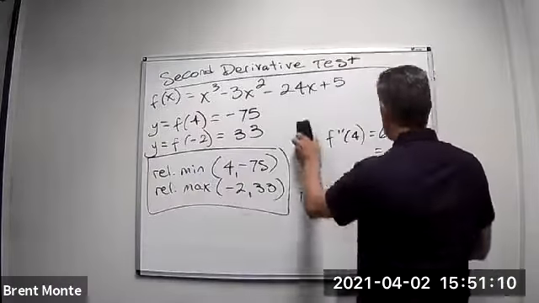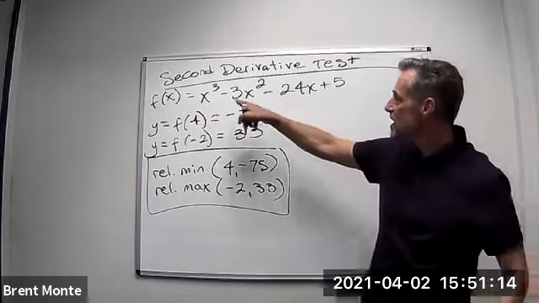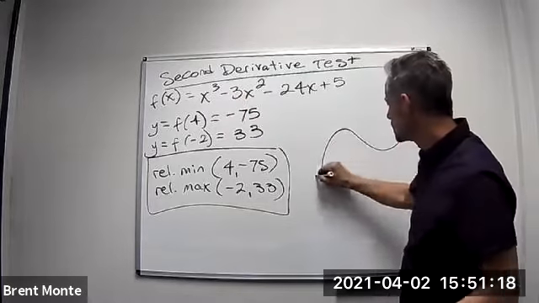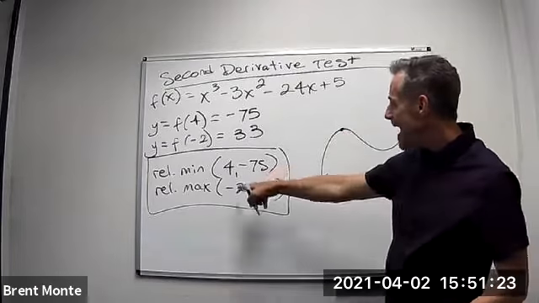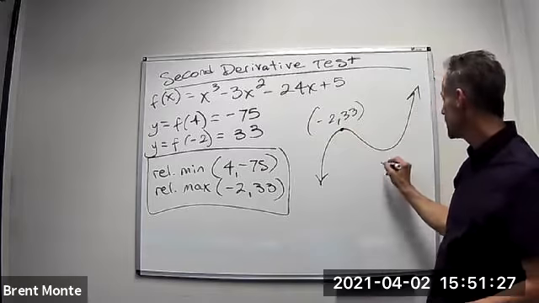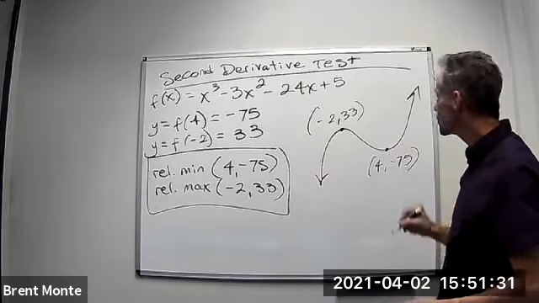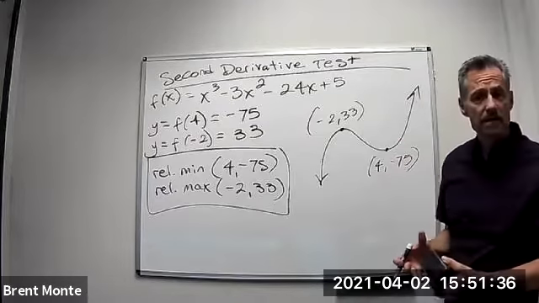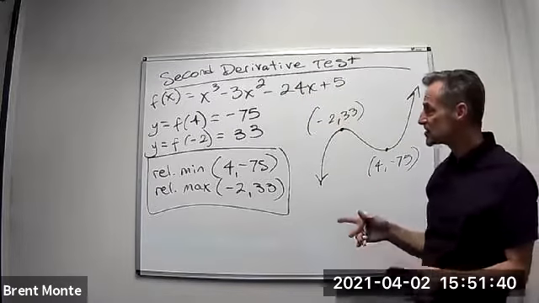If I wanted to graph this, it's really easy to graph now. Because remember, it's a positive cubic, so the graph's going to look something like this. And so it had a relative maximum at negative 2, 33. And it had a relative minimum at 4, negative 75. So the graph looks something like that. And so not too bad. Obviously, the easier these are to factor and find the critical values, the easier this is going to be.